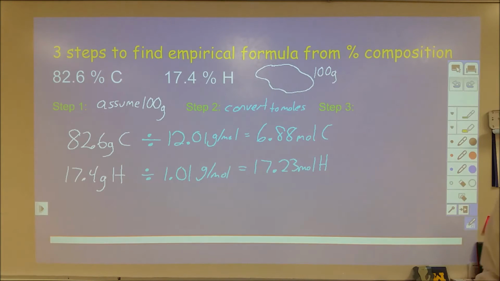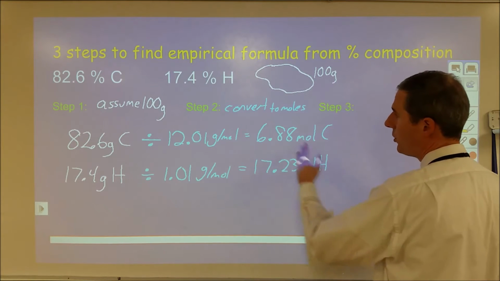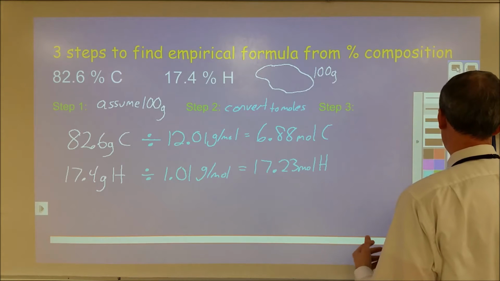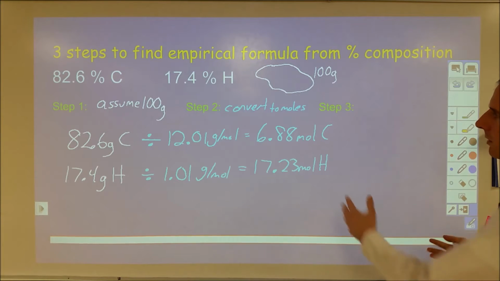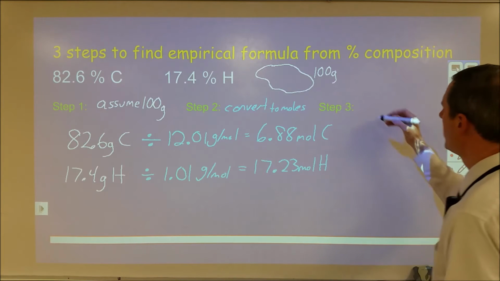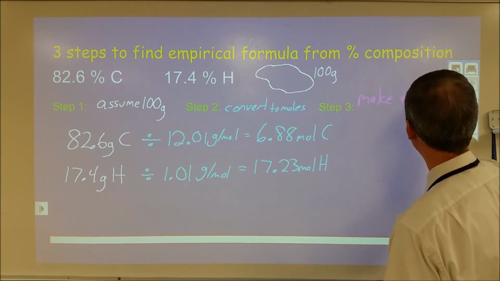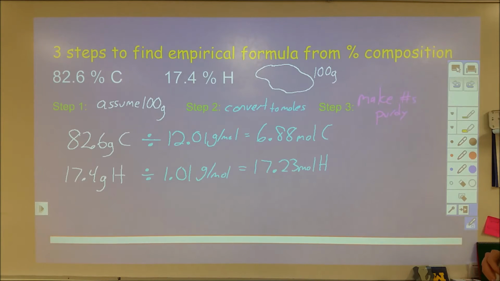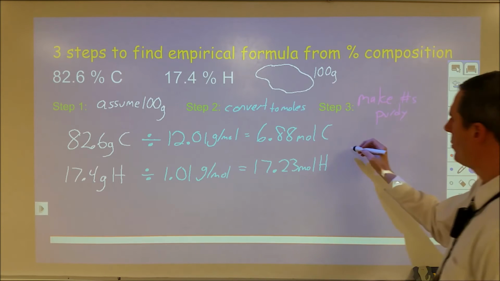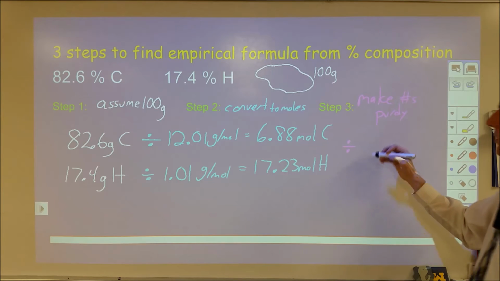Okay, so at this point, we're done. This is our ratio of carbons to hydrogen in this compound. However, those numbers aren't very helpful to us because they're ugly. There are a whole bunch of things going on with them. So the last step is we want to take the numbers and we want to make those numbers purdy. So we want to take these numbers and make them into much more useful forms. So to do that, you're going to take the smaller answer and you're going to divide every answer by that.